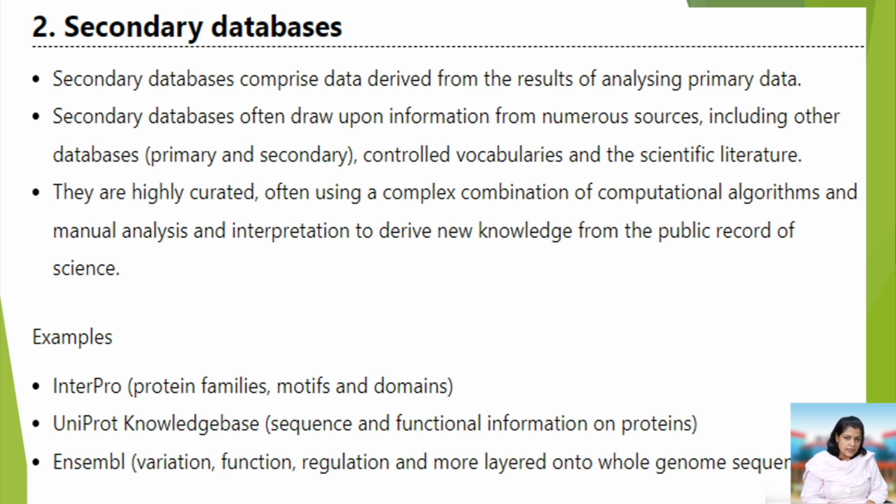As I discussed earlier, secondary databases draw upon information from numerous sources, including other databases, controlled vocabularies and the scientific literature. They are highly curated, often using a complex combination of computational algorithms and manual analysis and interpretation to derive new knowledge from the public record of science. For example, InterPro and UniProt, with variations, functions, regulations and more layered onto whole genome sequences.